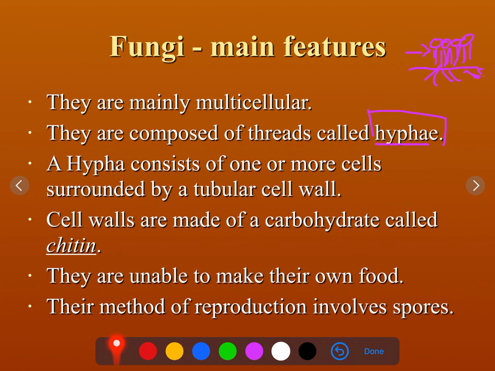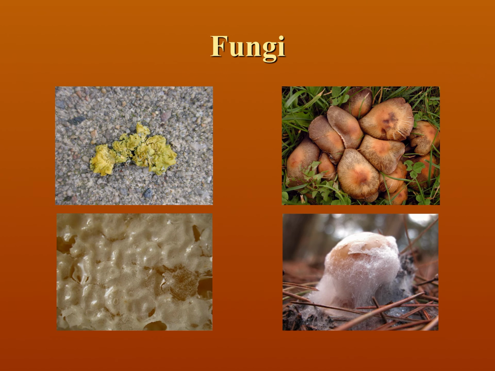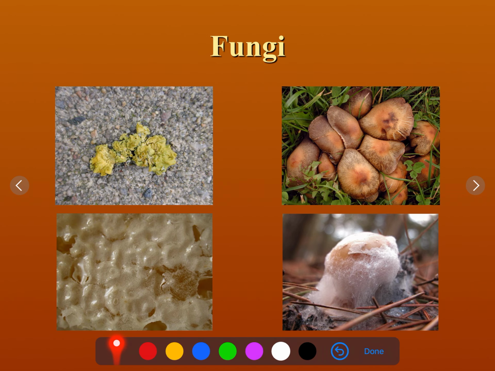All right. They're unable to make their own food. Fungi are saprophytic, which means that they have to feed off dead things really. The method of reproduction involves spores. Okay, so here's some examples. So molds, mildews, yeast, and so on. Here you have your yeast type thing, mildews. Then you have your mushrooms, like so. They're all in the fungi category.